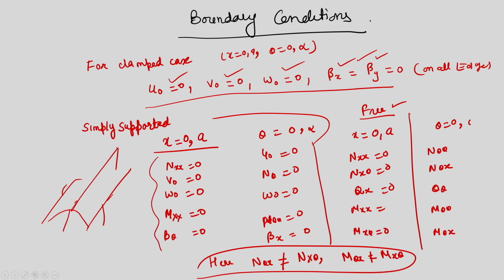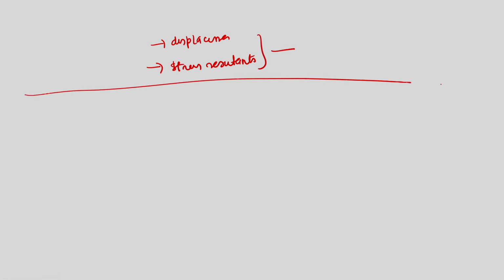You have to specify nxx, v naught and w naught. So, there are different types of formulations. Even for the case of free, all stress resultants need to be specified. So, if boundaries are mixed, then at some edge we may specify the displacement, at some edge we may specify the stress resultants or moment resultants. For such cases, the formulation can be done in two different ways.